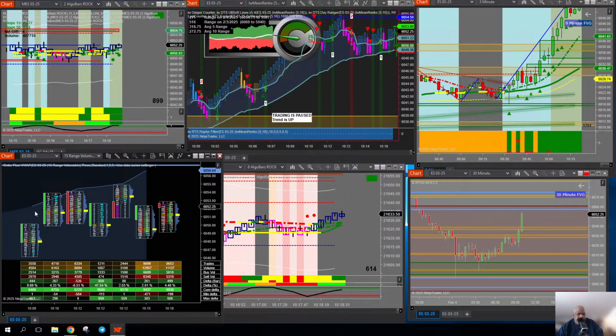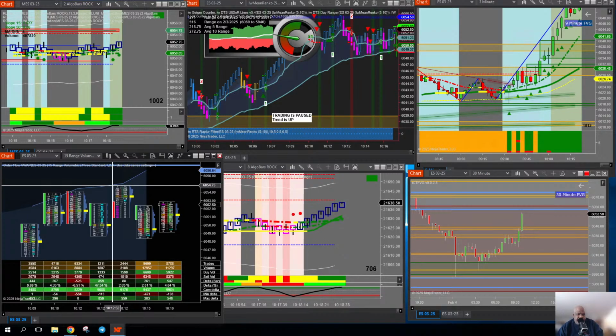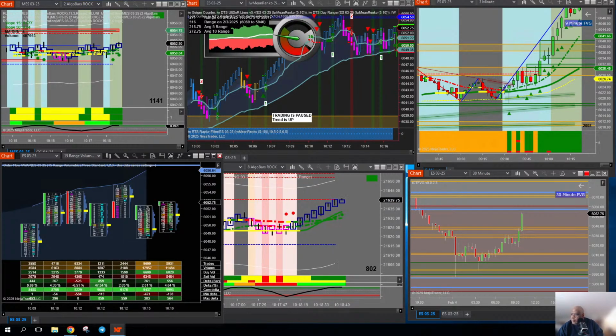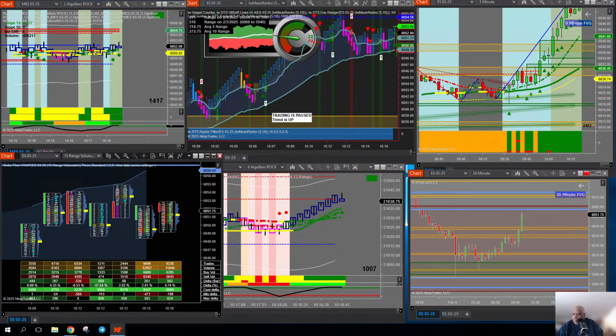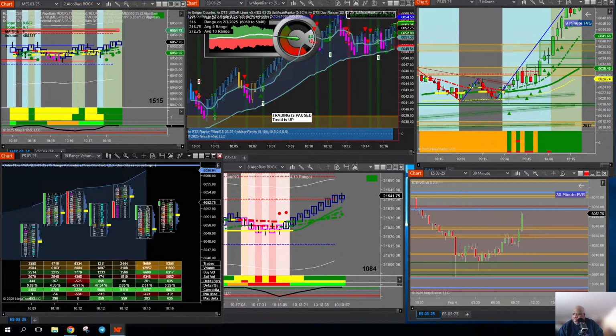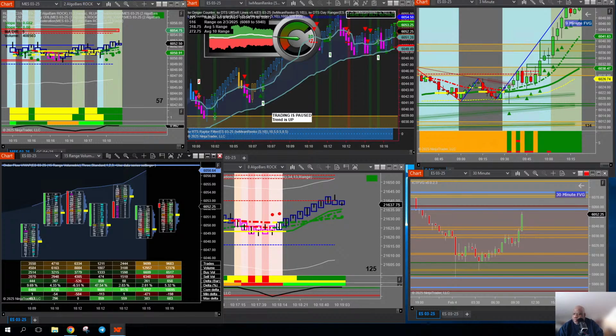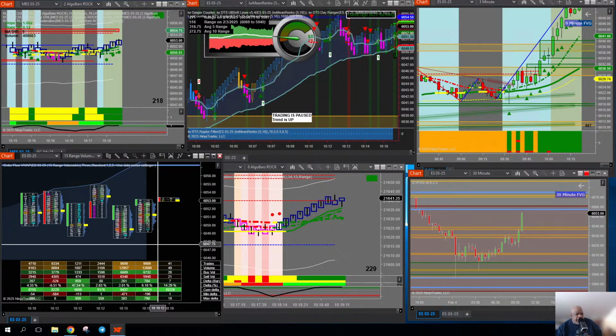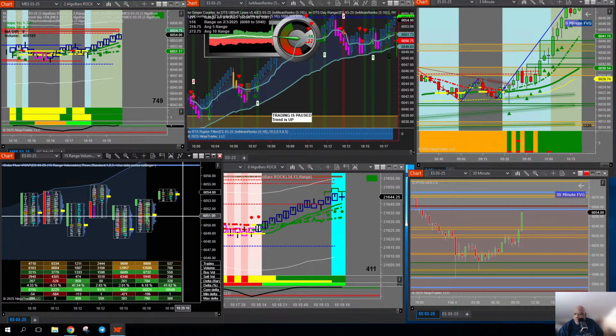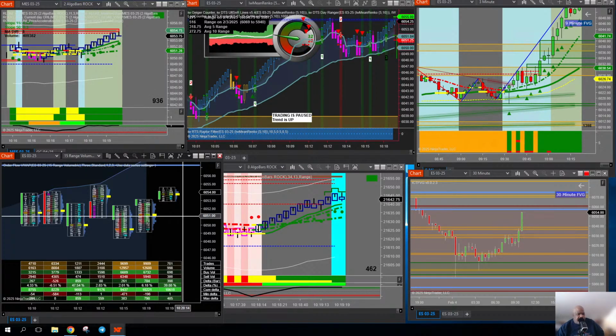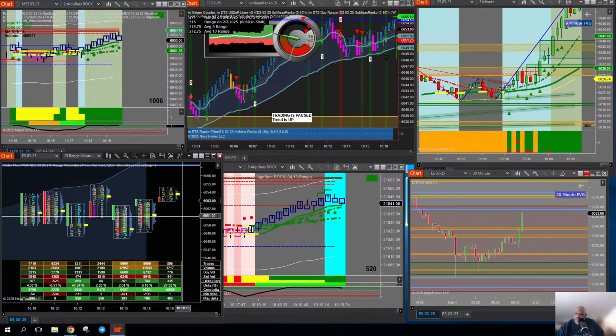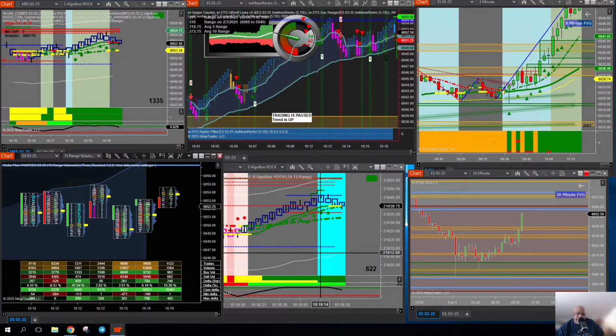Yeah, so it's ranging here. Nothing's happening. And we are so close to 10:30, which is when the initial balance is going to form. So typically, if we're trading at the top of the initial balance, we're going to see a fade to the downside. But again, these are not normal markets, so we don't know that.